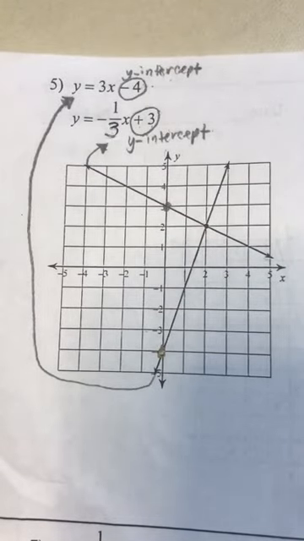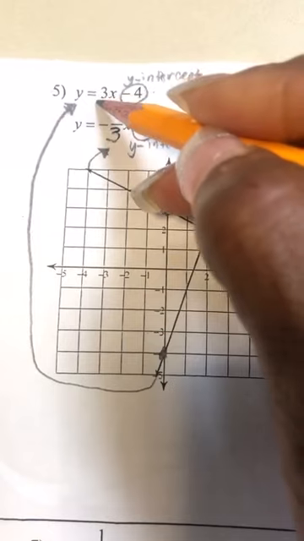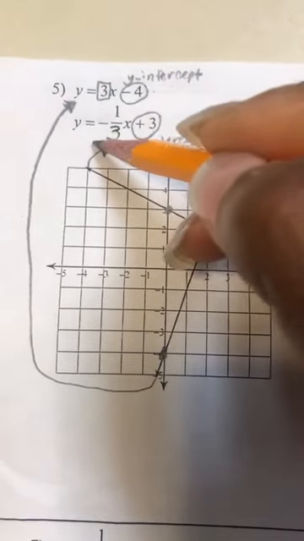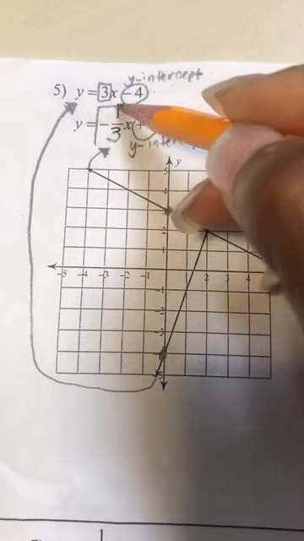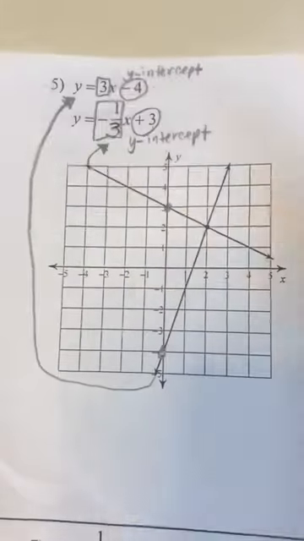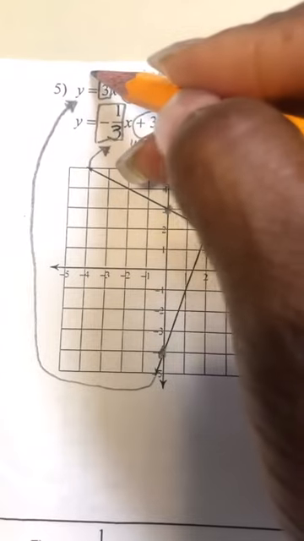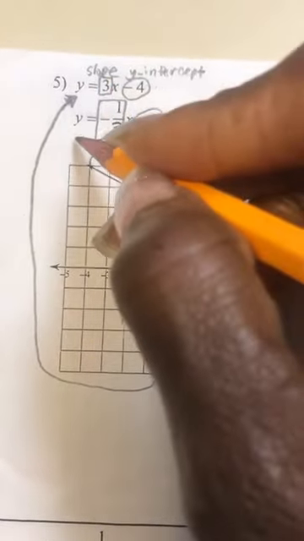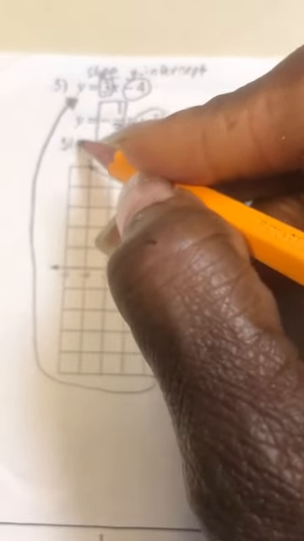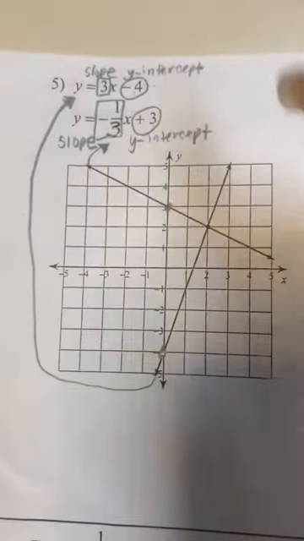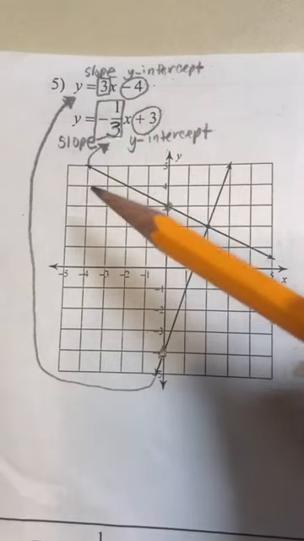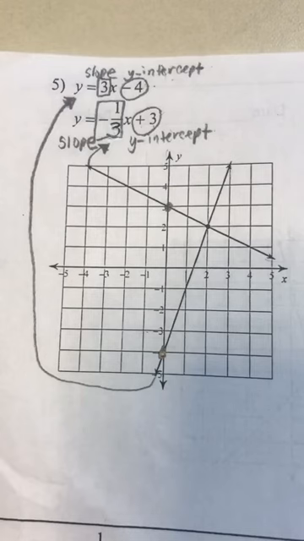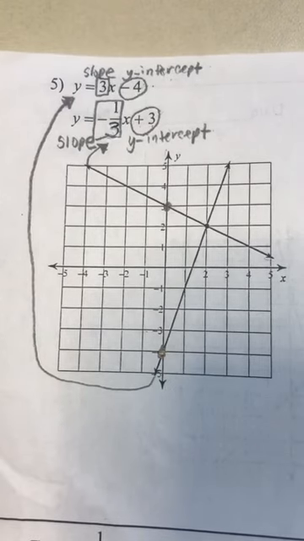The second thing that you need to do is put a box around your first number, the number that's in front of the x. Put a box around the sign and the numbers that you see in front of your x. This is your slope. Slope tells us how much the line is leaning or slanting.